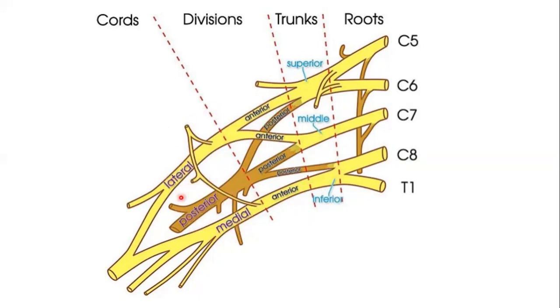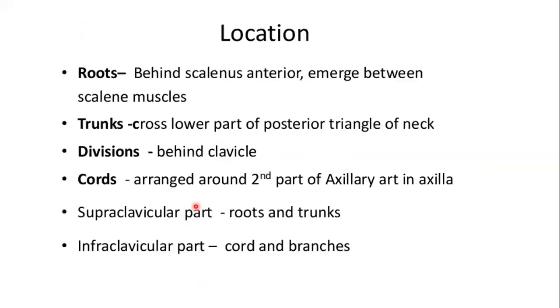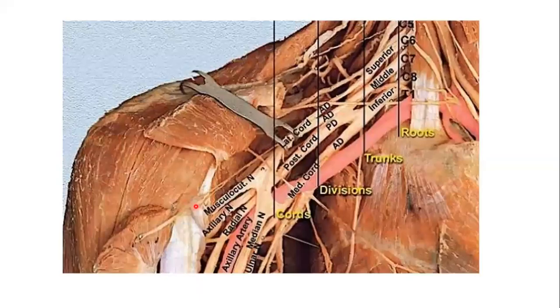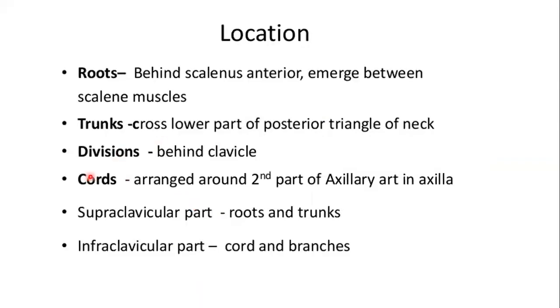And these are in relation to the second part of an artery known as the axillary artery that I will show you in a while. Now let's discuss the location of various parts of the brachial plexus. Mind one thing: the divisions are situated just behind the clavicle, at the level of the clavicle.